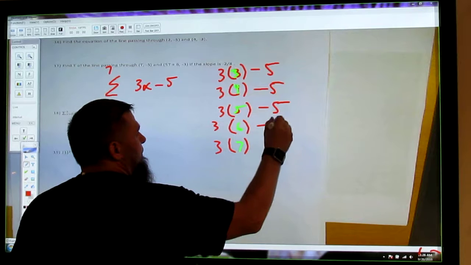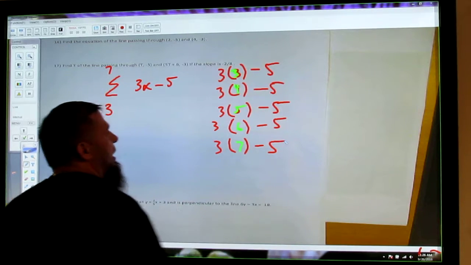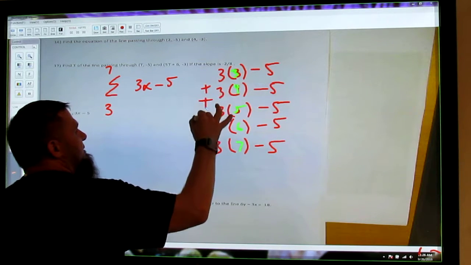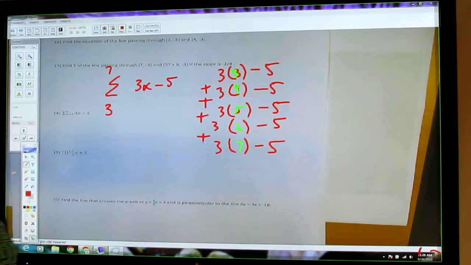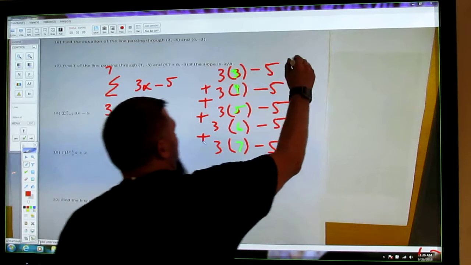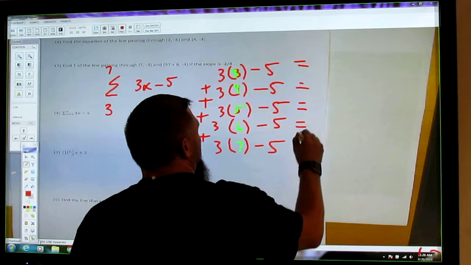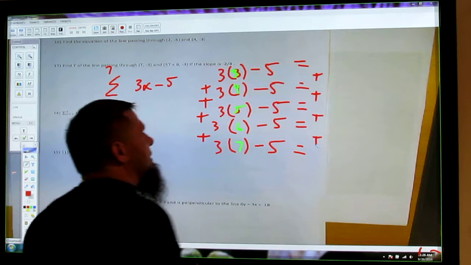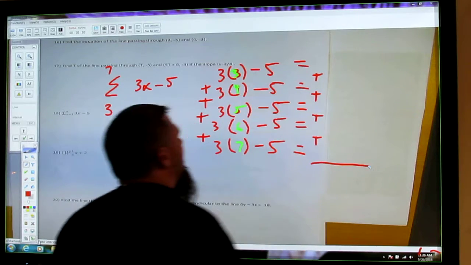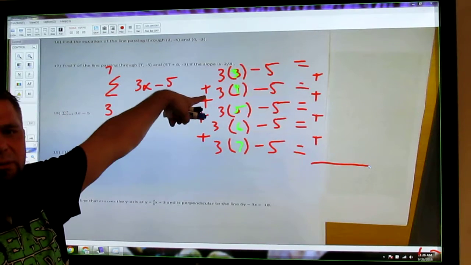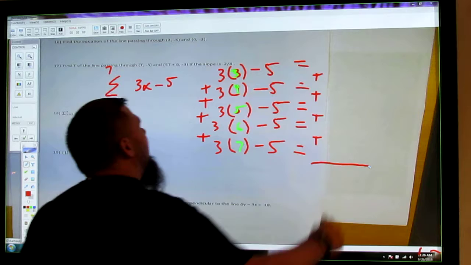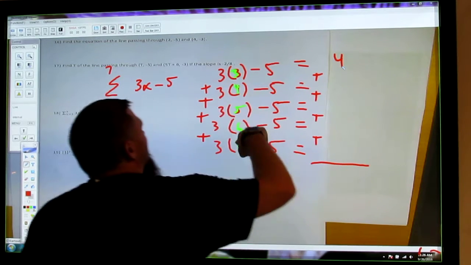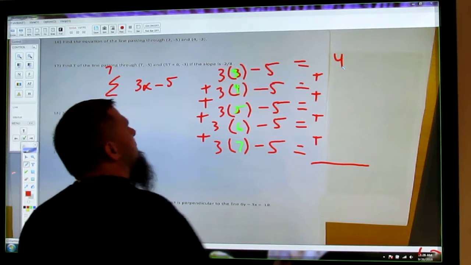And then these are all plus, plus, plus, plus, right? Remember, plus, plus, plus, plus. Okay? So what we're going to do is, what's 3 times 3? 9. 9 minus 5. 4. 3 times 4 minus 5.